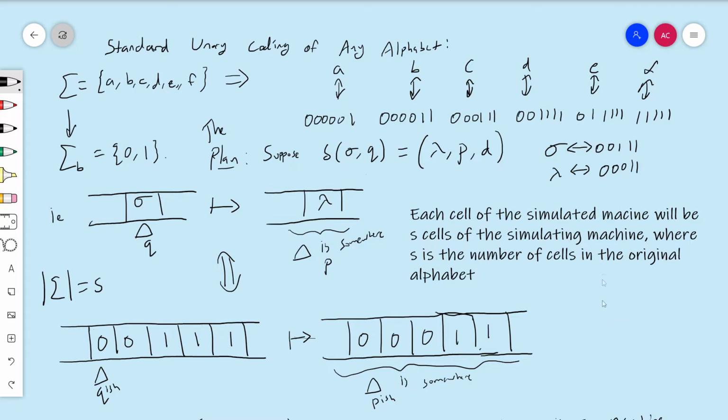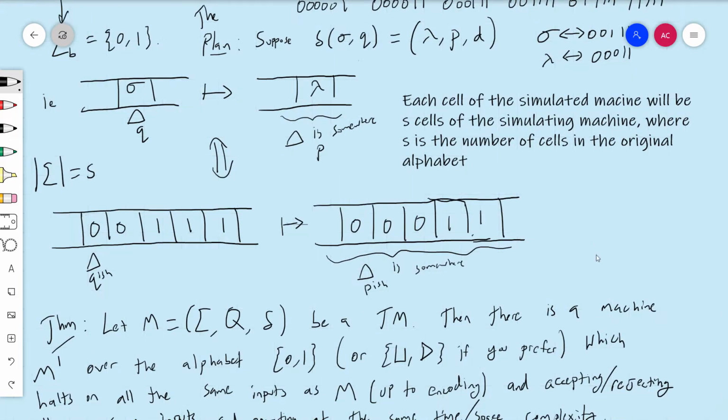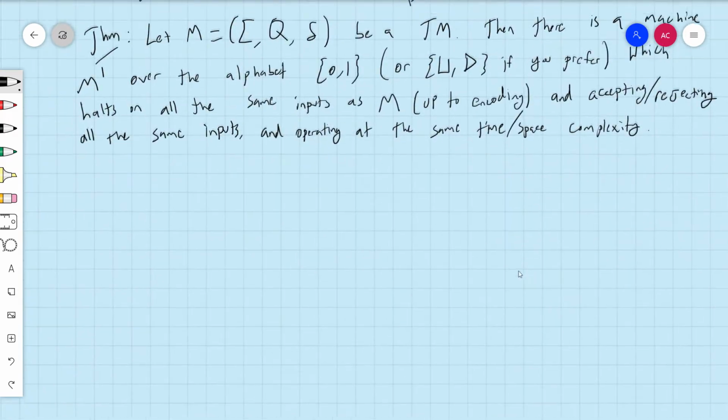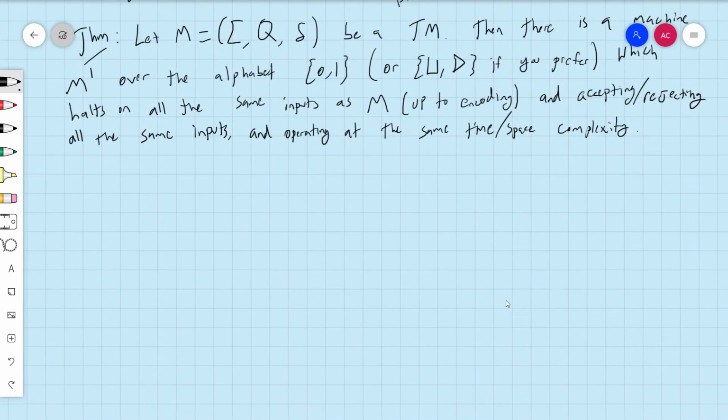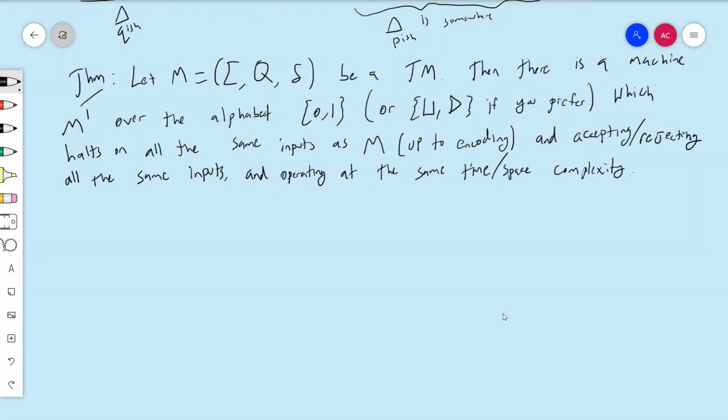Let me scroll down, read off the theorem one more time, and then we'll get down to business. Okay, so let M be a Turing machine. Here's the transition function. Then there's a machine M prime over the alphabet 0, 1, or if you prefer, blank and triangle, if you're going by my original rule set that you have to have these two symbols, which halts over the same inputs as M up to the encoding, and accepts and rejects all the same inputs, also up to the encoding. I should have put that here. And operating at the same time and space complexity.